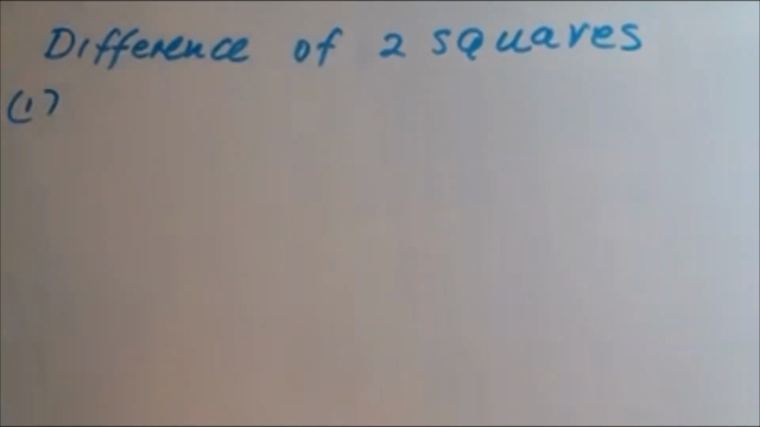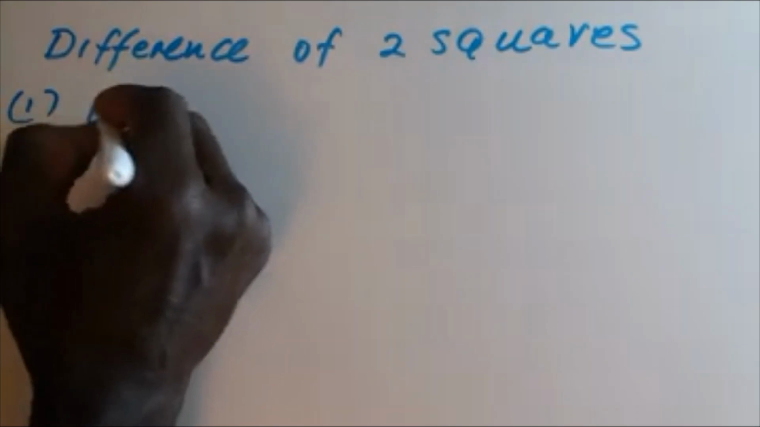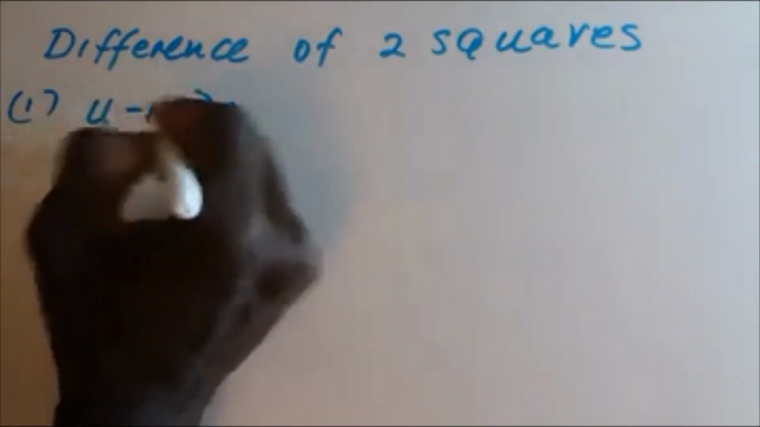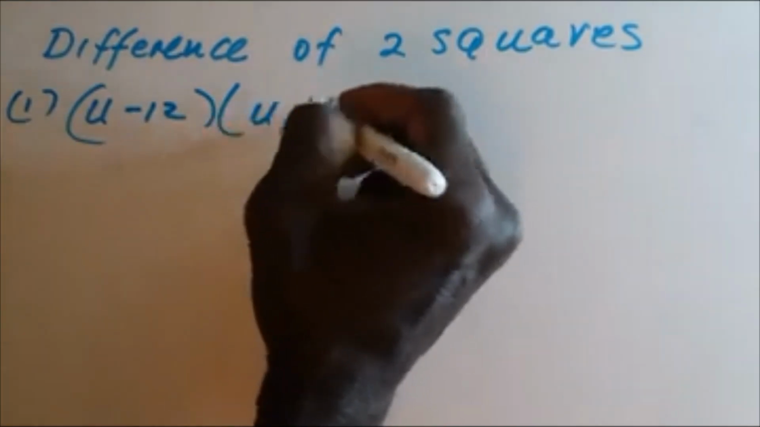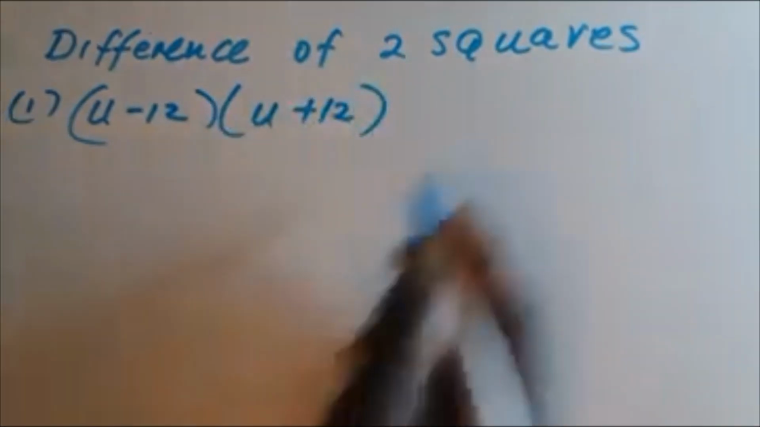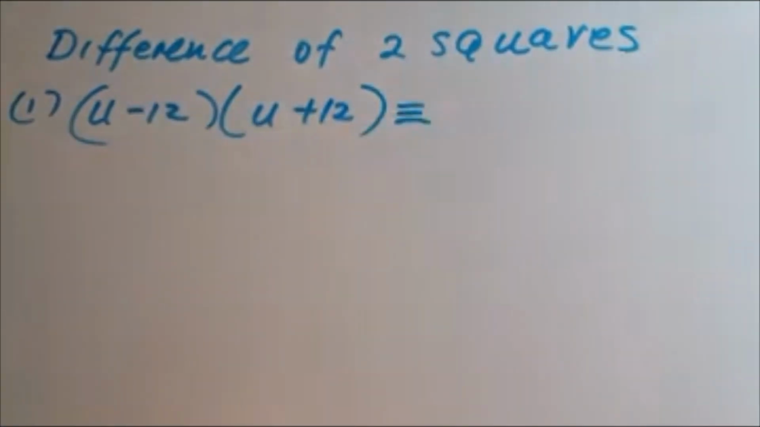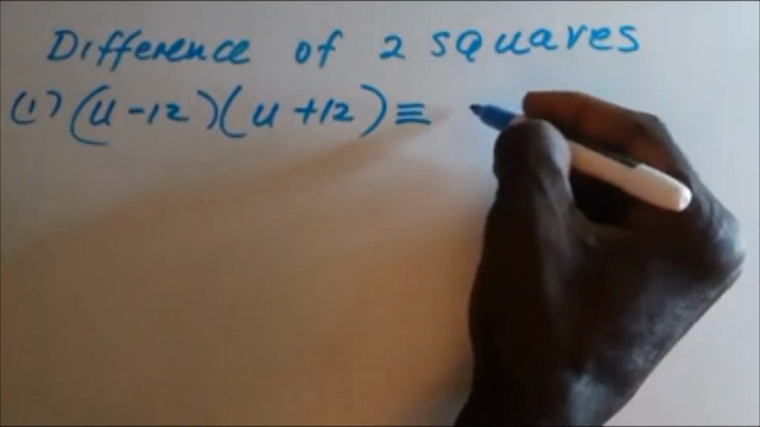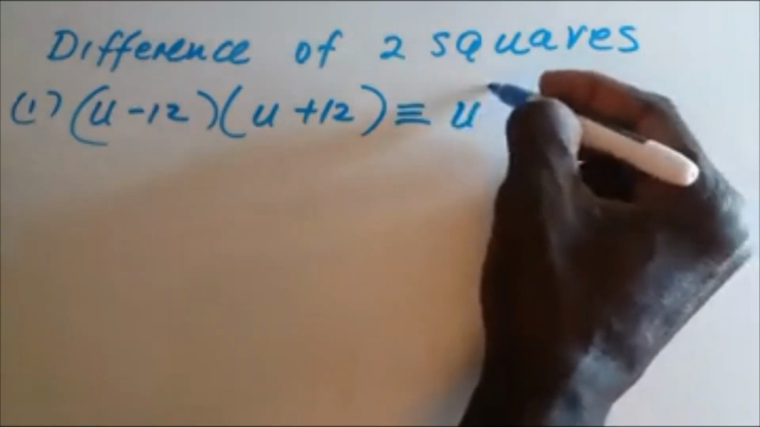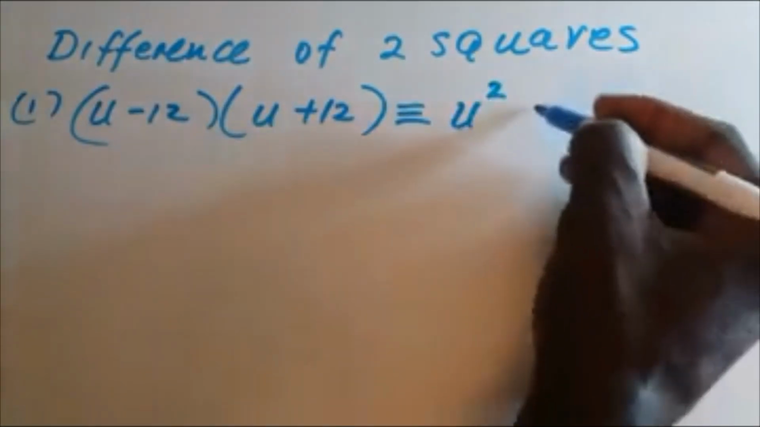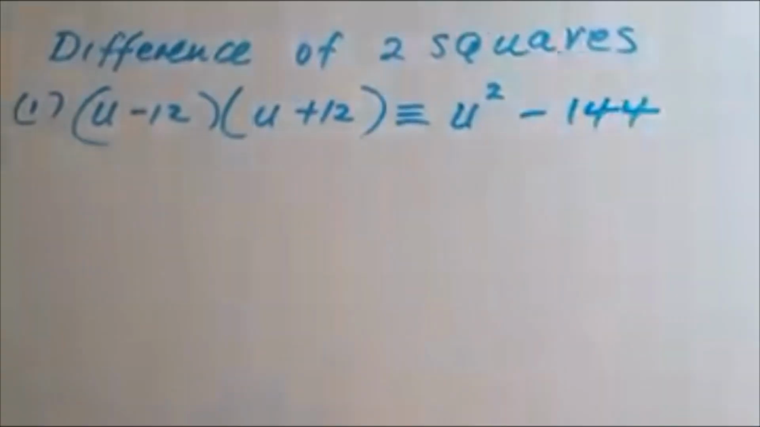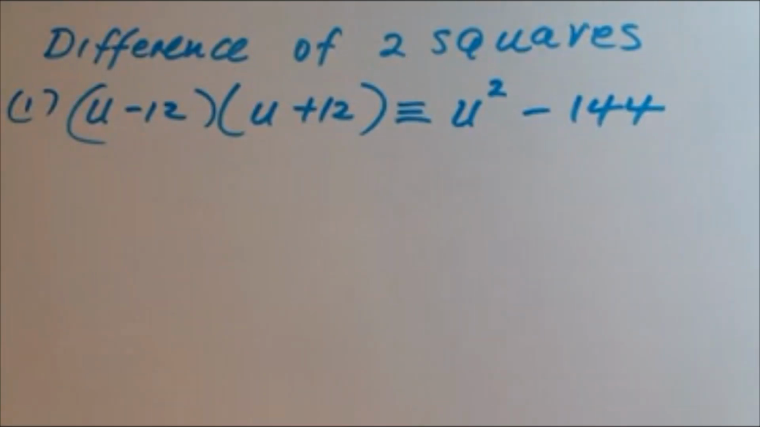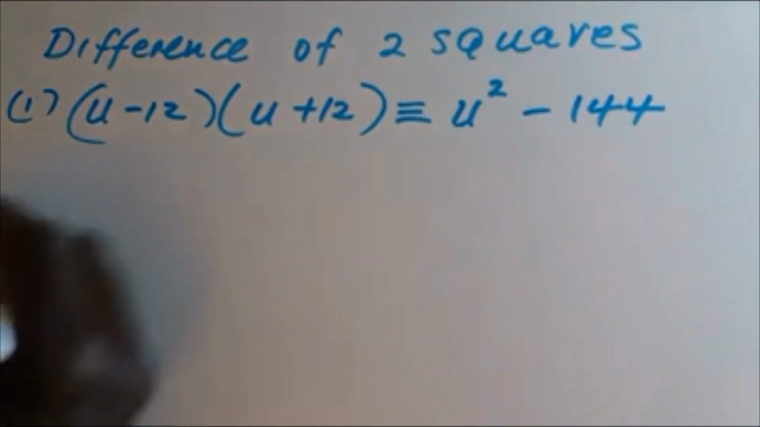Right, so the first example we have is (u minus 12)(u add 12). Directly, without clearing the brackets, a quick way of doing this is to write it as the difference between u squared and 12 squared, which is 144. You get the same result if you clear the brackets, but this is a lot quicker.